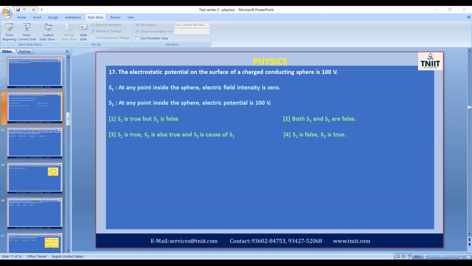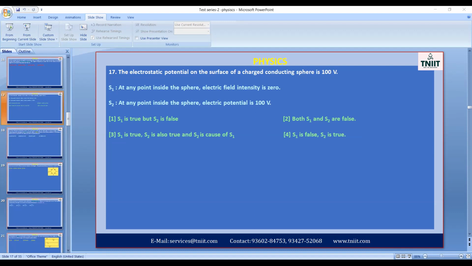Electrostatic potential on the surface of the sphere. There is a sphere. Now the charged particle is there on the surface. On the surface, the potential is found to be 100 volt. That is given here. Now, what is the first statement? At any point inside, the electric field intensity is 0? Yes. Inside the conductor, electric field is 0. So statement 1 is true.